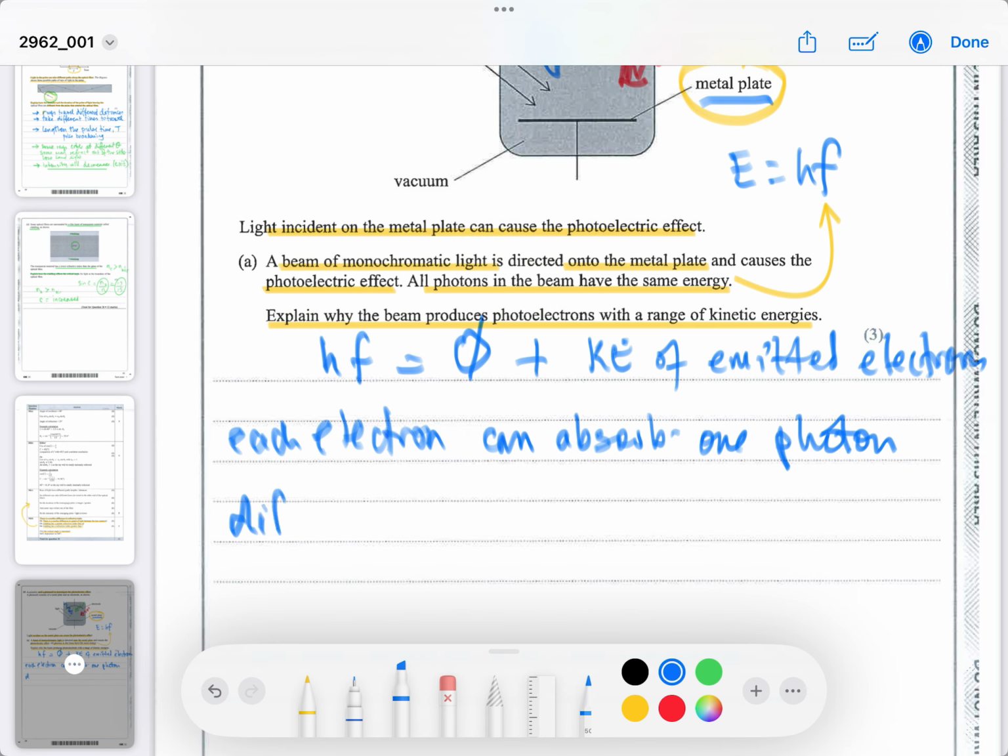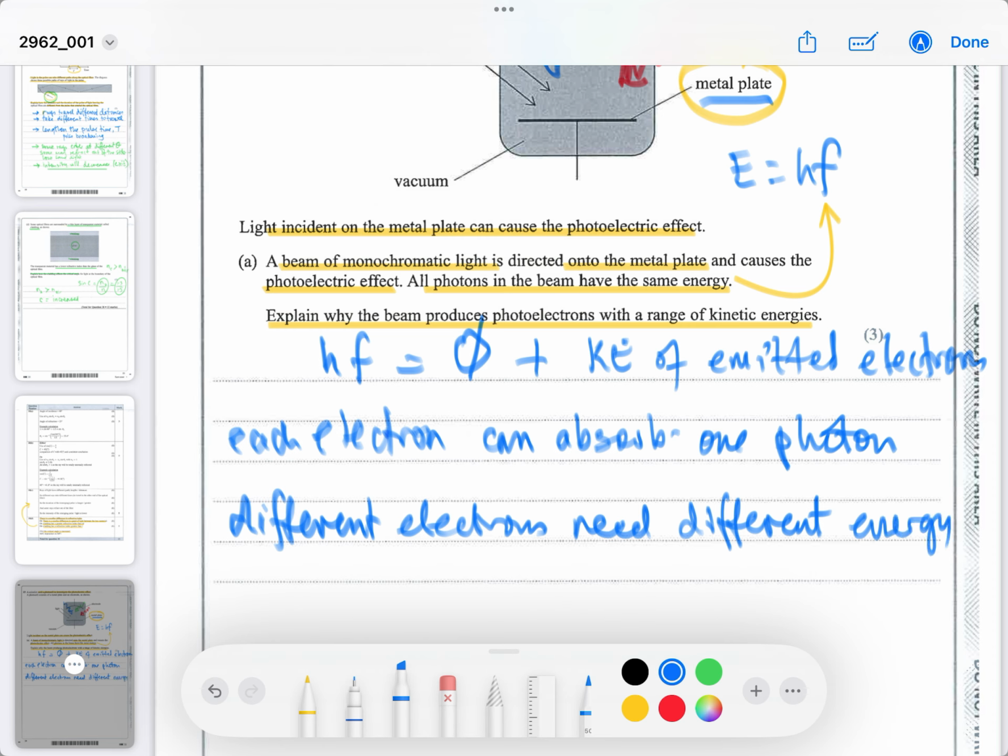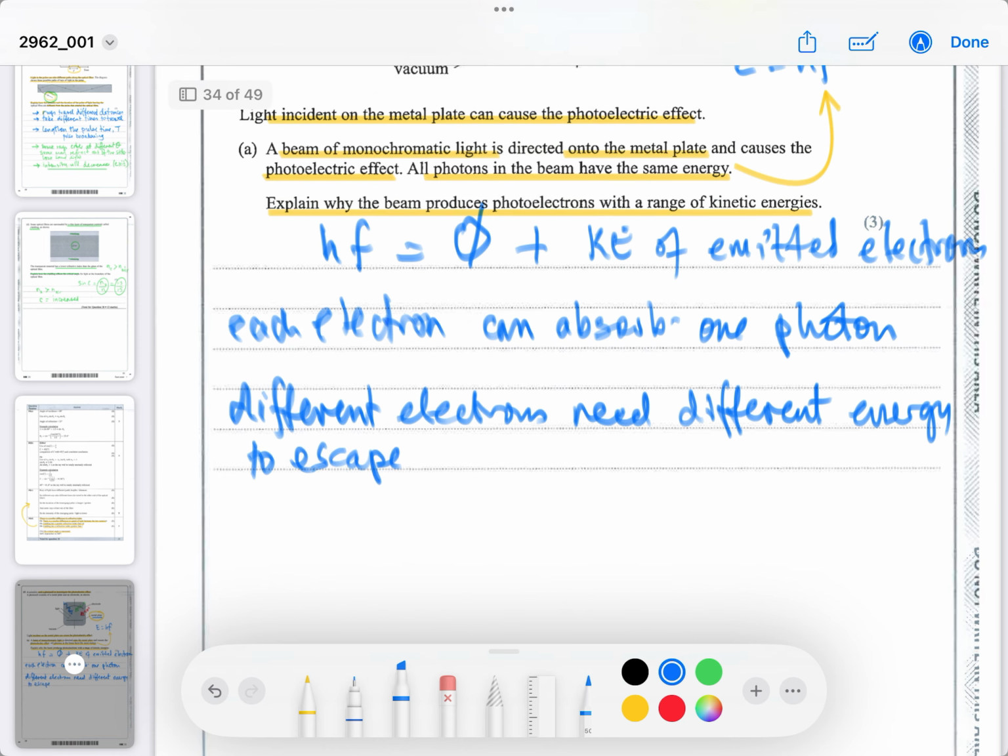Different electrons need different amounts of energy to escape. Yeah? So the minimum energy is for the ones at the surface.